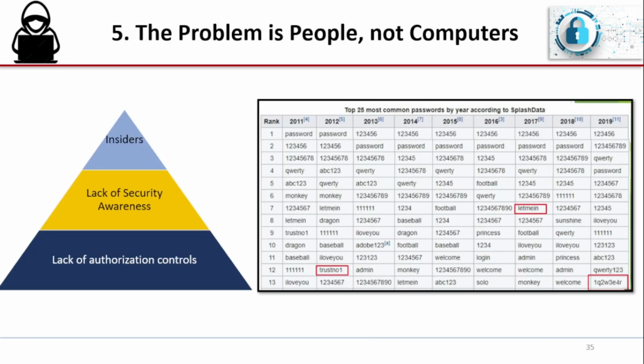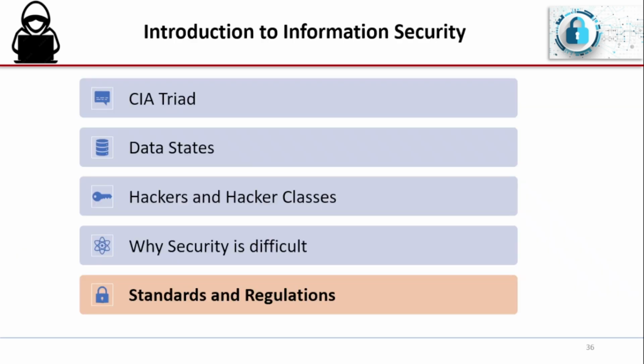Then the problem is people, not the computer. This is the list of the 25 most common passwords by year, according to SplashData. You can see how bad our passwords always are. So there are insider attacks, lack of security awareness, lack of authorization controls, and these are the passwords. You can see the standard of the passwords. Anyone can guess them in the first 3 tries. So the problem is always people, not the computers.